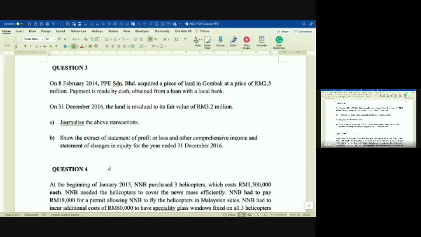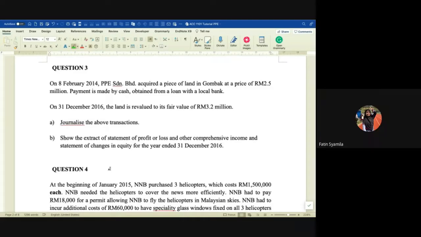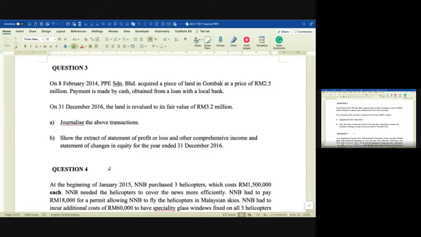When you acquire the asset or the land, how are you going to journalize the entries? When you purchase land, your land is an asset, so you debit land. What's the value of the land when you purchase? 2.5 million. So you debit land 2.5 million, and you credit cash, because you make payment by cash. You buy the land and you make payment by cash, so you credit your cash. Why is it not a credit to bank loan?